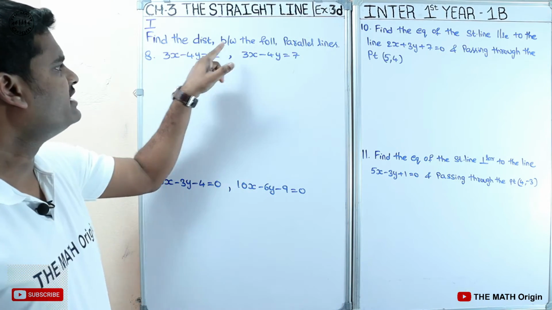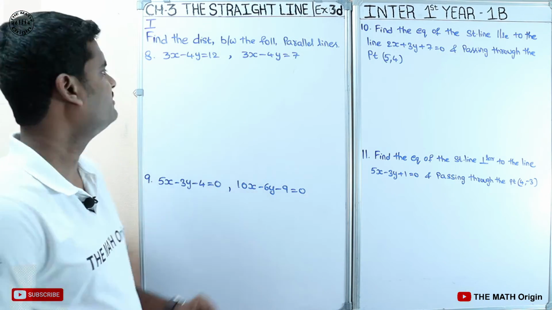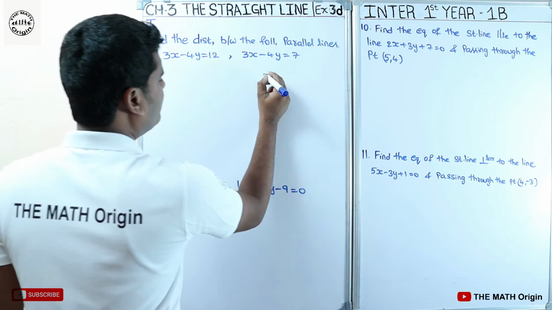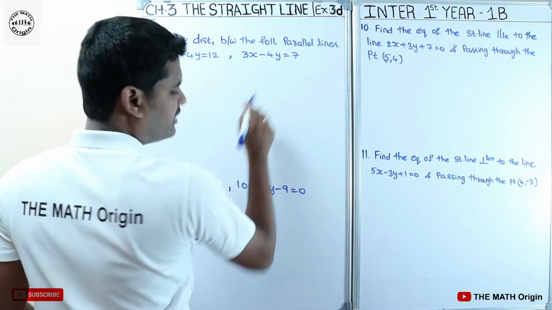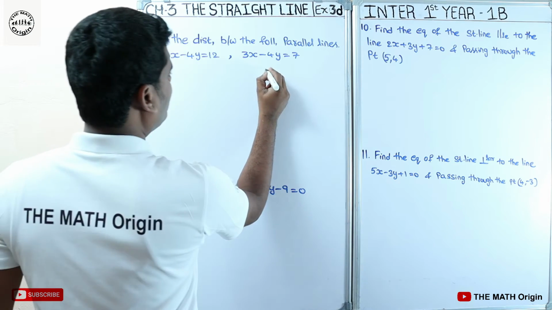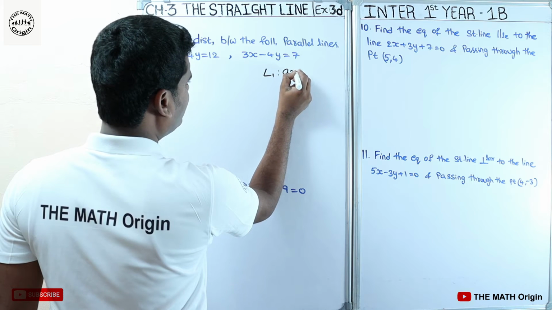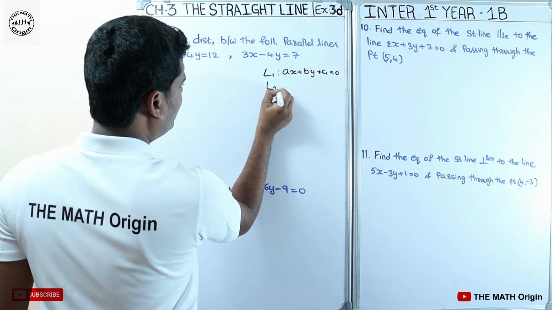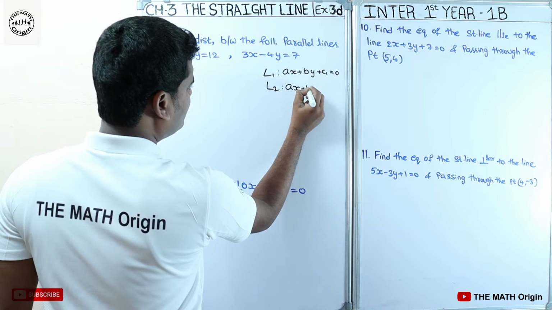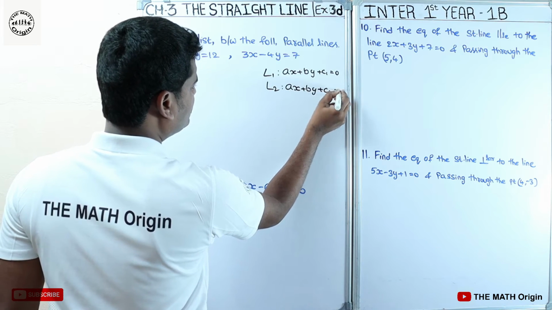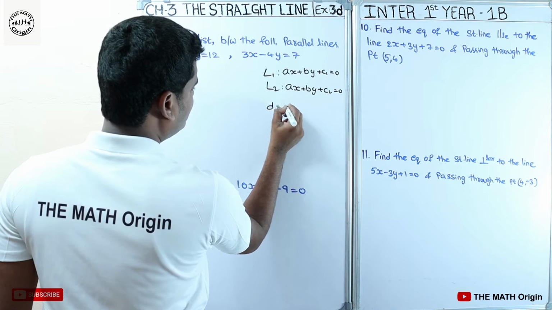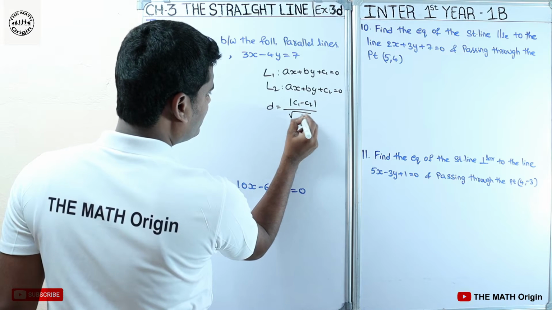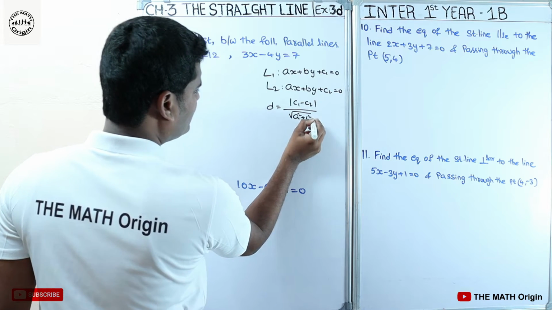Eighth question, find the distance between the following parallel lines. We have 2 parallel lines and we need to find the distance between them. The formula for the distance between parallel lines: if line L1 is in the form ax plus by plus c1 equals 0 and line L2 is ax plus by plus c2 equals 0, then the distance between the parallel lines is modulus of c1 minus c2 by root of a square plus b square.